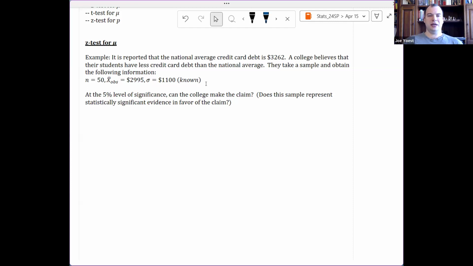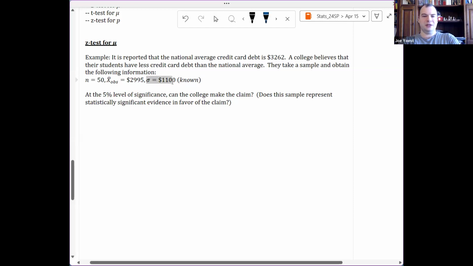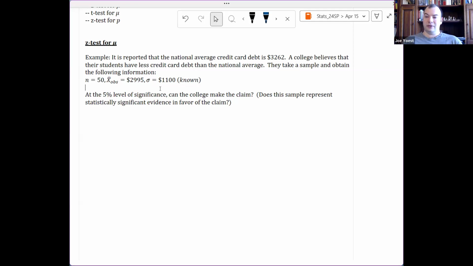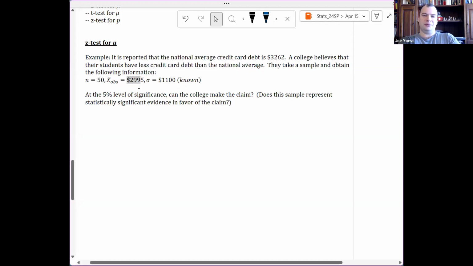But it could also be the case that, I mean, this looks like a pretty large standard deviation. We could have a student population whose mean credit card debt is 3262 or even 3300 or 3400, and maybe we just happen to get lucky. Maybe we just happen to choose 50 students who have overall a little lower credit card debt than our student body typically has. And we just got lucky with this number. And it's not actually all that great of evidence that our students' mean credit card debt is truly less than the national average. How do we know which one it is?